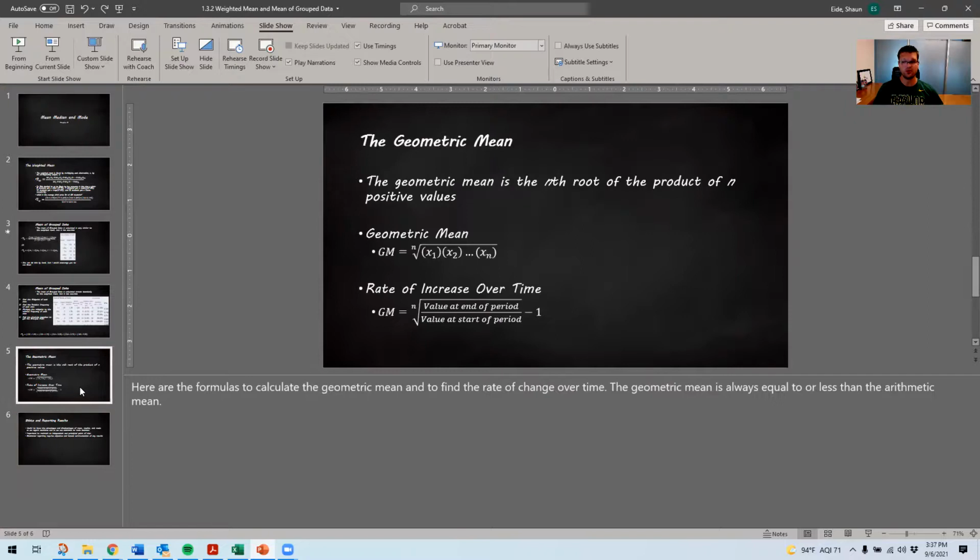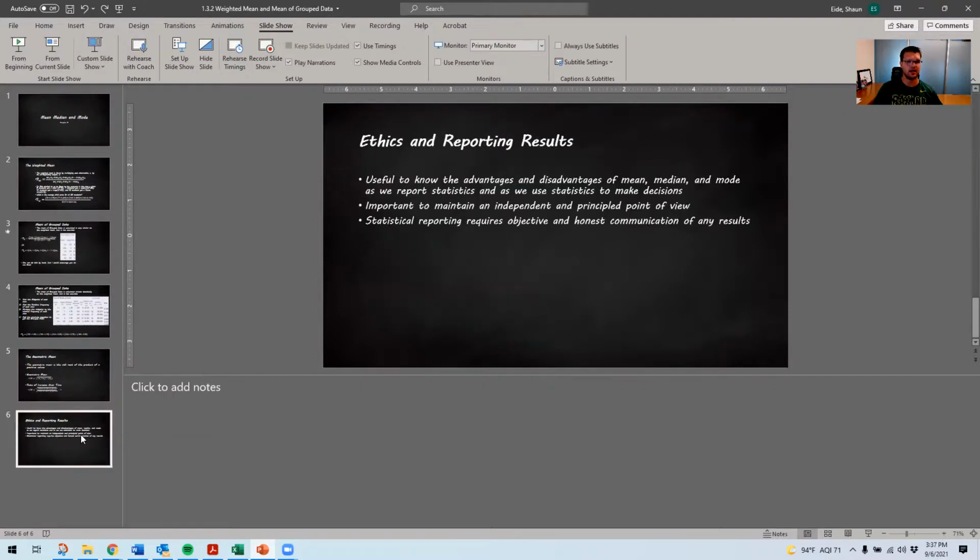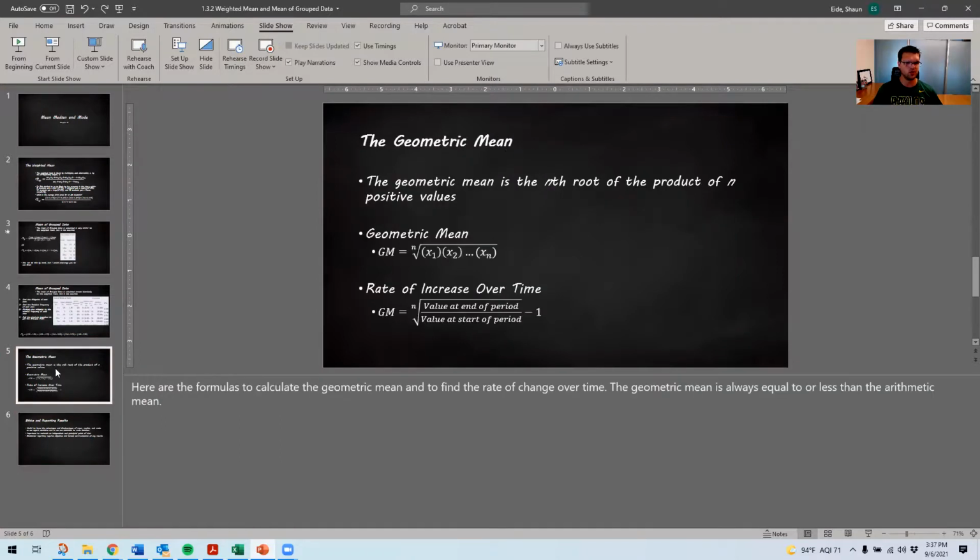You will definitely use this in finance and accounting, so be aware of that. And we're just not using it a lot right now in statistics for this class, so I'm not going to make you do too much with that, except for the fact that you've got to know what it is. So, yep, that's geometric mean, that's weighted mean, and that's the mean of grouped data.